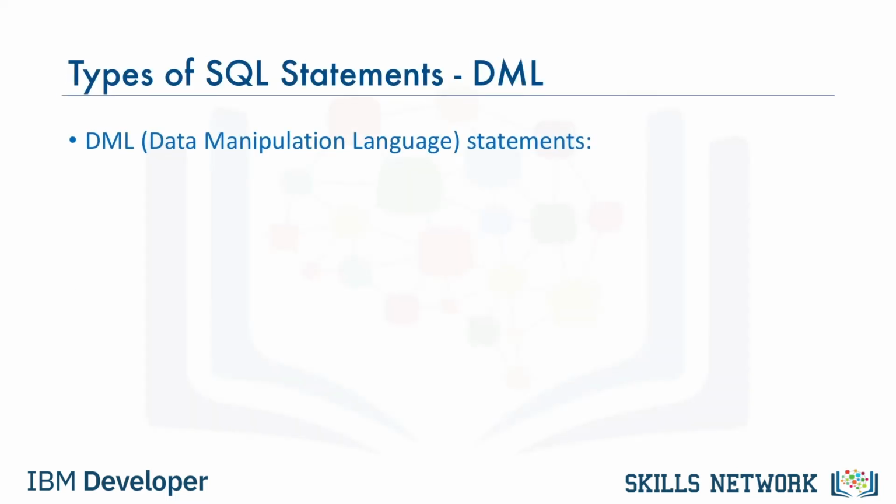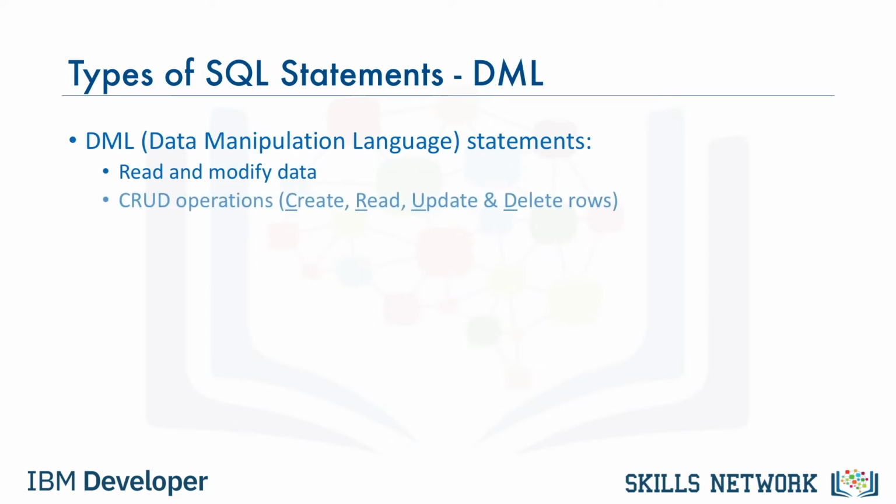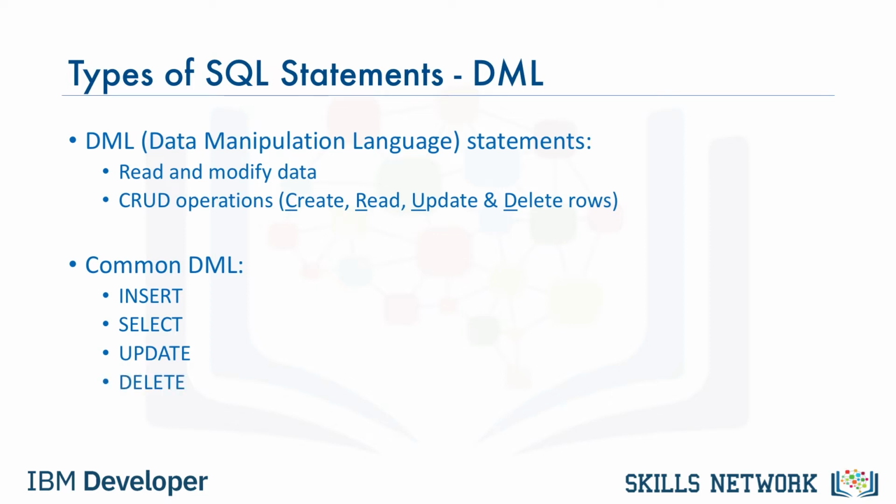Data manipulation language, or DML statements, are used to read and modify data in tables. These are also sometimes referred to as CRUD operations, that is, create, read, update, and delete rows in a table. Common DML statement types include insert, select, update, and delete. Insert is used for inserting a row or several rows of data into a table. Select reads or selects row or rows from a table. Update edits row or rows in a table, and delete removes a row or rows of data from a table.